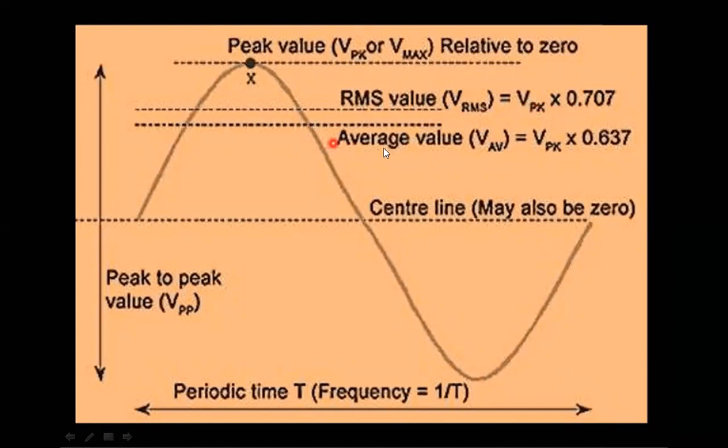And what is the average? Average value, V average, is equal to V peak into 0.637. And this is a center line. This we can say is the peak to peak value, the complete distance from the positive direction to the negative direction. So this is V peak to peak. And this is the periodic time, one complete oscillation from this point to this point. So this is the periodic time capital T, and obviously frequency will be the reciprocal of periodic time, so it is 1 by T.